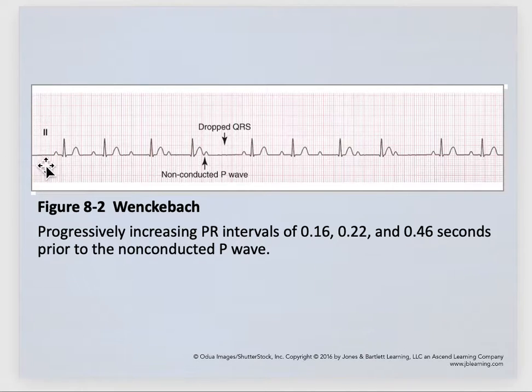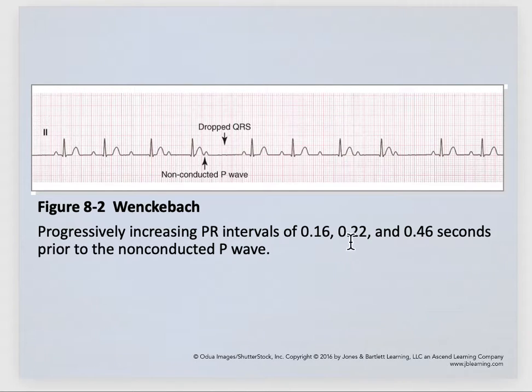So we take a look. The P to the QRS, the PR interval, looks fine there. It gets a little longer. Oh my gosh, look at how long that is. Way longer than 0.20. Way longer, and then we have a dropped QRS, and then it begins again, right? The PR interval slowly gets longer, it gets longer, and then we have a drop, a missing beat.